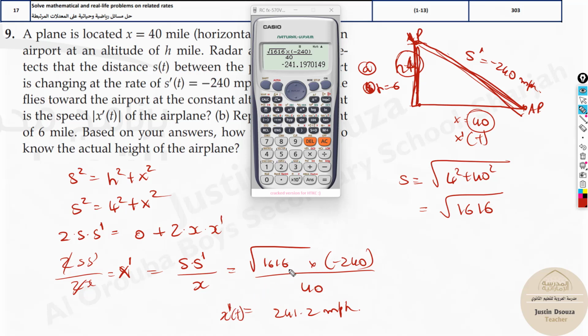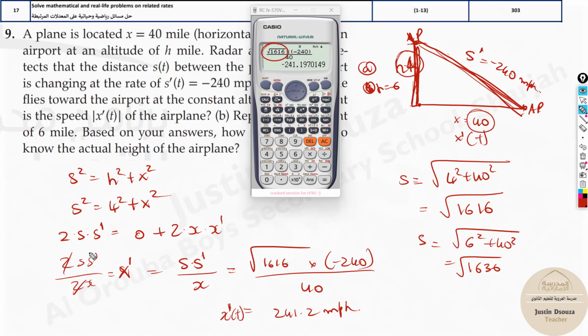Now then, we have done part A, that is what they had asked us to do, the speed, that is x dash of t. Repeat this for 6 miles. Now what happens when it's 6 miles? There is a simple change over here. The s value changes. The s value will be square root of 6 squared plus 40 squared. Now 40 squared is 1600 and 6 squared is 36. So it will be square root of 1636. Now all I need to do is substitute that over here. This changes to 1636. Does anything else change? No. Why?